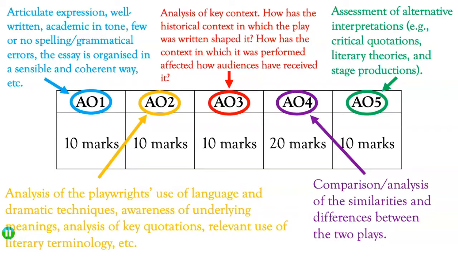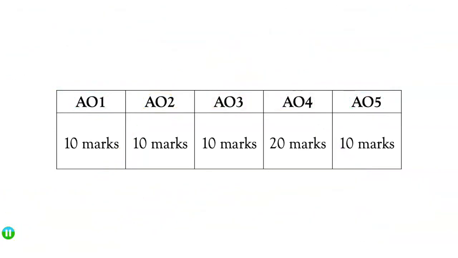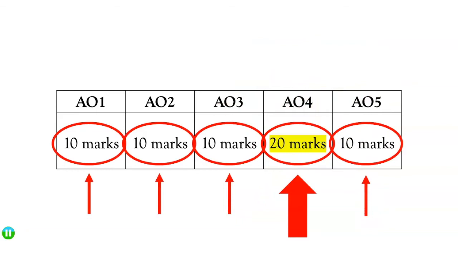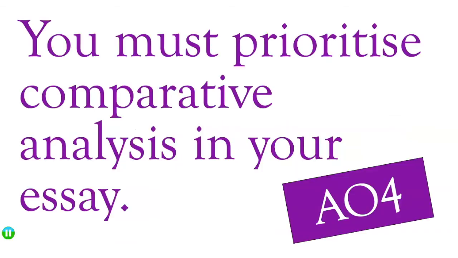But one of the most crucial things that you need to know about this exam is that the assessment objectives are not equal in importance. The most important assessment objective is AO4, because there are 20 marks attached to it. The rest of the assessment objectives are only worth 10 marks. So, this means that although you need to address all of the assessment objectives, you ultimately need to prioritise comparative analysis. Comparing The Duchess of Malfi and A Streetcar Named Desire is the focus of this module, and it should be the focus of your essay too. Comparisons and connections should guide everything.